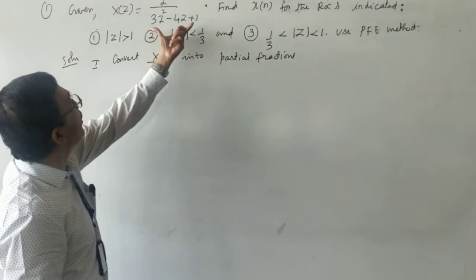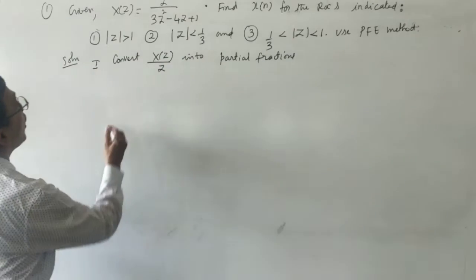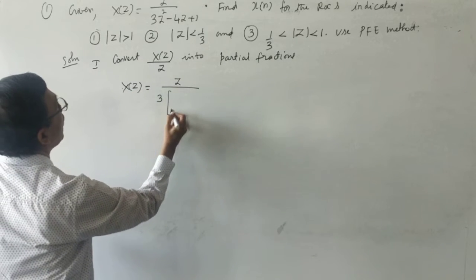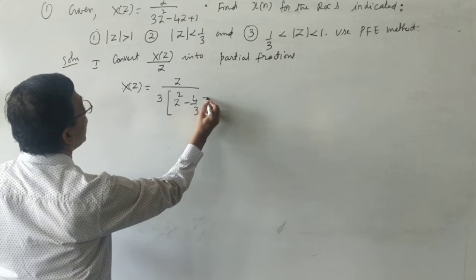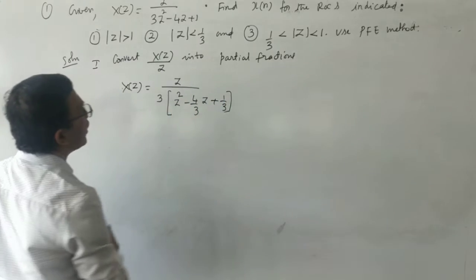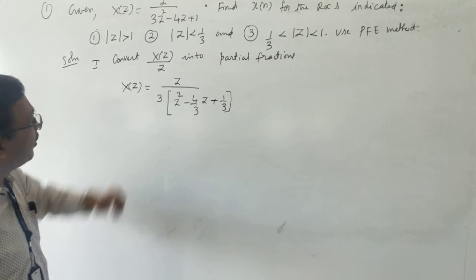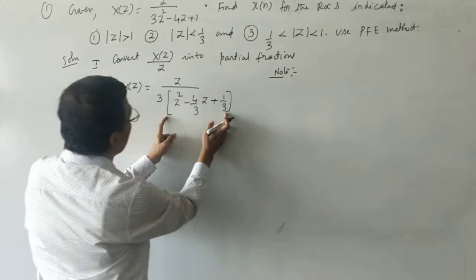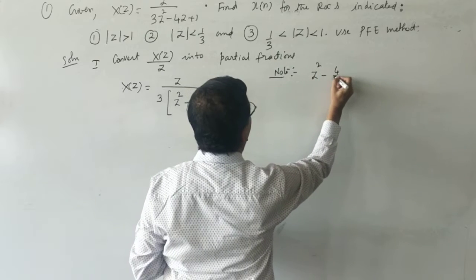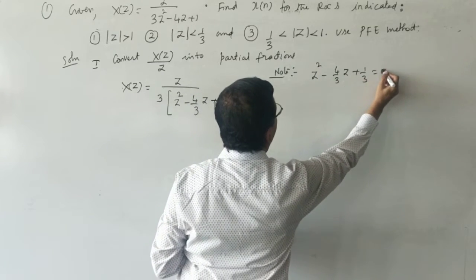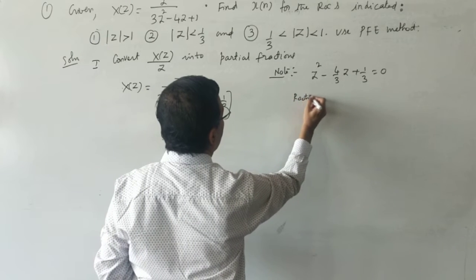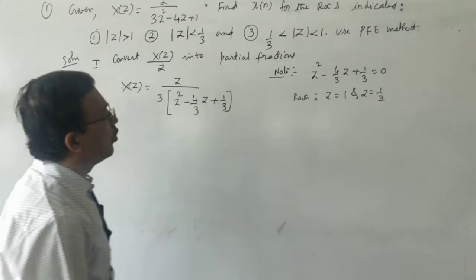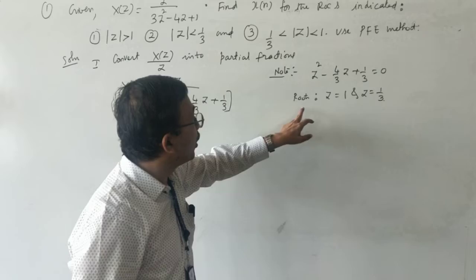Before that, we have to factorize this 3z square minus 4z plus 1. So what I will do is, I will write x of z is equal to z. I take 3 common and I will write this as z square minus 4 by 3 into z plus 1 by 3. We have to factorize this. For factorizing this, I will equate this term to 0. Z square minus 4 by 3 into z plus 1 by 3 is equal to 0. If you get the roots, the roots are z equal to 1 and z equal to 1 by 3. Using calculator, solve this quadratic equation to get these roots.